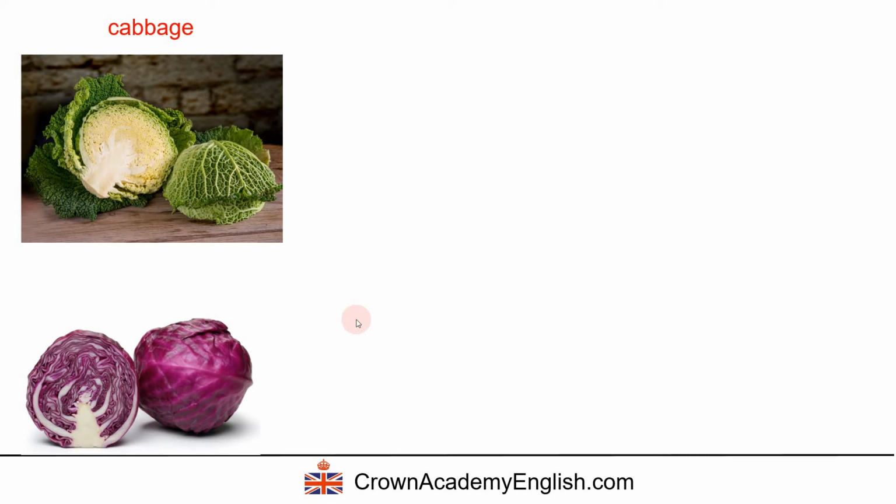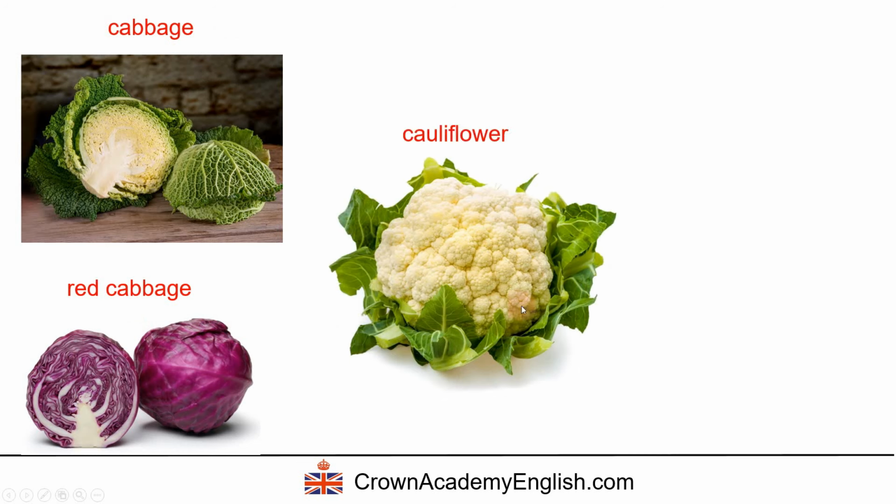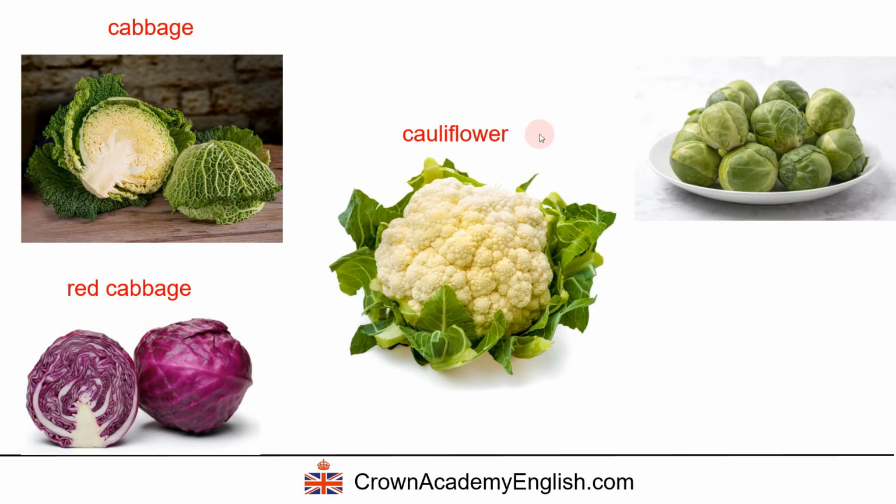And can you guess what the word is? Yes, very easy. Red cabbage. And this is cauliflower. Cauliflower. And these small vegetables are called Brussels sprouts. Okay, we often eat these at Christmas time.